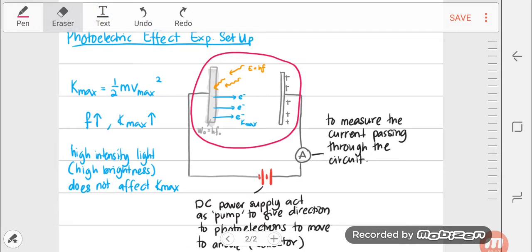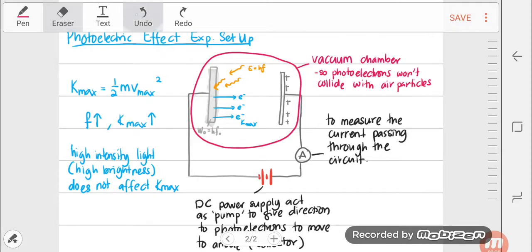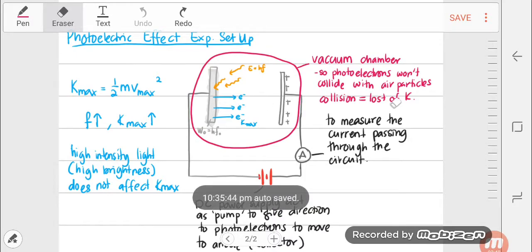And then, in order for us to make sure that the kinetic energy is totally passed along the circuit, we have to put these two terminals in a vacuum chamber. This is so photoelectrons won't collide with air particles, because we know collision will cause photoelectrons to lose their kinetic energy.